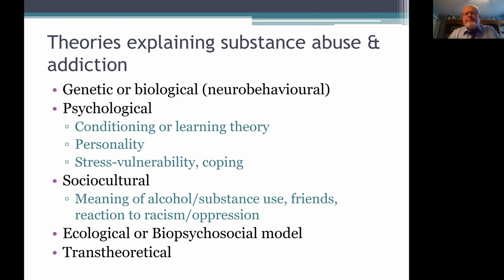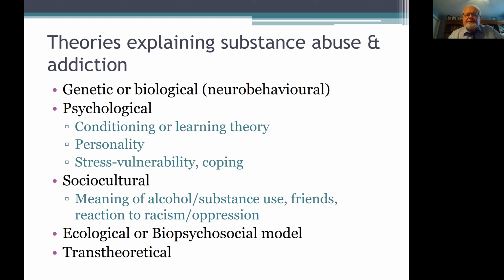Sociocultural theories tend to focus on how society and community influence a person's substance use, relating sometimes to a cultural meaning of alcohol and substance abuse, how it is an activity that friends engage in, or a reaction to racism or oppression. As we've talked about in other tutorials, ecological or biopsychosocial models tend to focus on multiple levels that relate to and influence substance abuse.